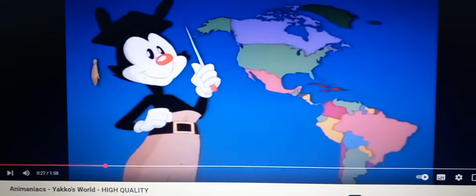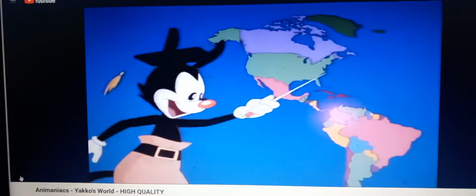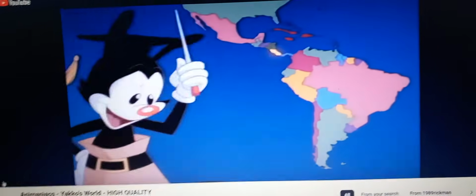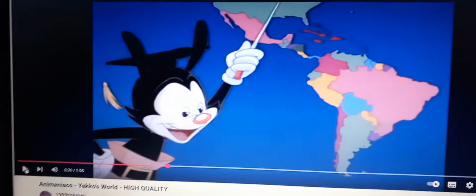El Salvador to Puerto Rico. Puerto Rico is a territory of the United States, not an independent country. Colombia, Venezuela, Honduras, Guyana. It's pronounced Guyana. And still, Guatemala, Bolivia, then Argentina, and Ecuador, Chile, Brazil, Costa Rica, Belize, Nicaragua, Bermuda. Bermuda is a territory of the United Kingdom, not an independent country.